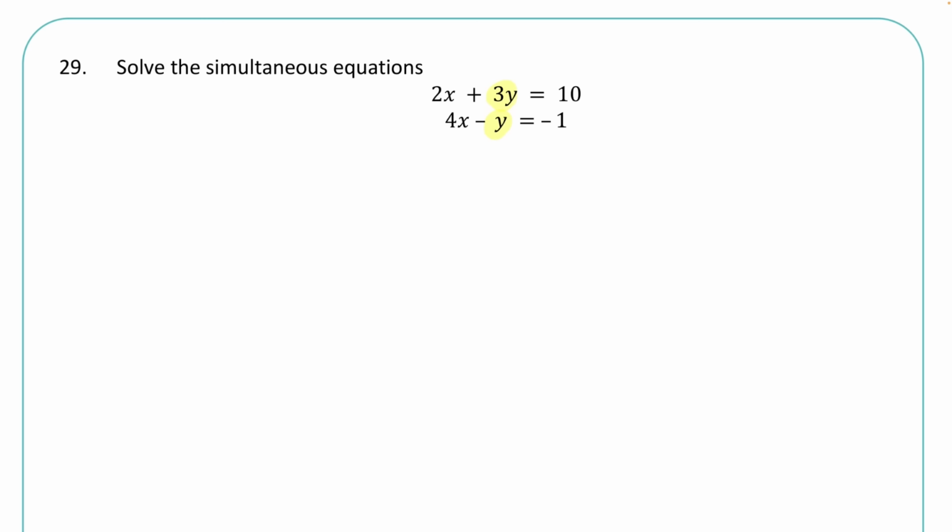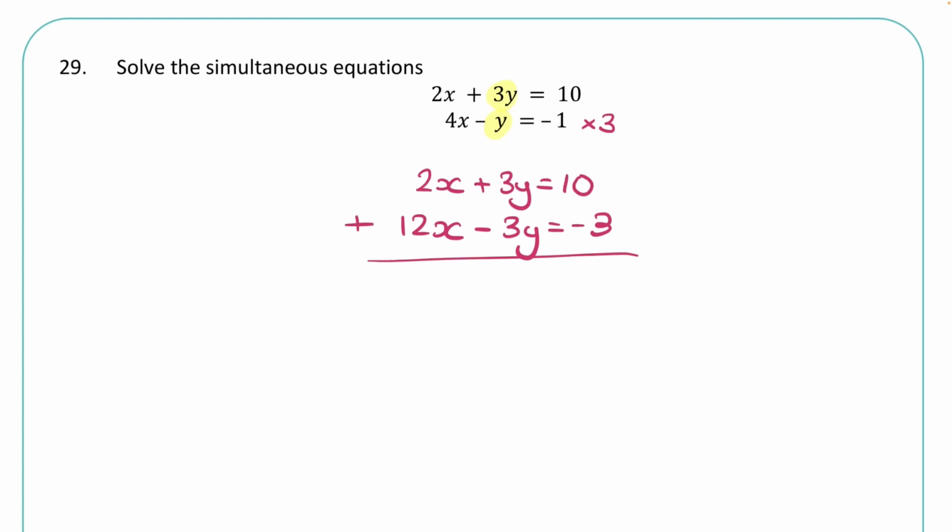I focus on y, which means I need to times this bottom one by 3. So the top one's going to stay the same, 2x plus 3y equals 10, and the bottom one will be 12x minus 3y is equal to minus 3. Now if I add these two equations together, the y's will cancel out. We get 14x is equal to, and 10 add negative 3, particularly little steps like this, just type it in on the calculator. 10 add minus 3 is 7. And there we go. So we get 14x is equal to 7.